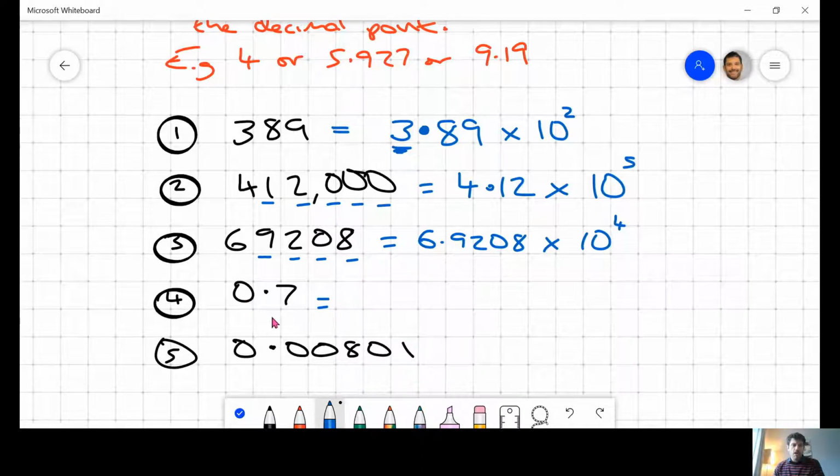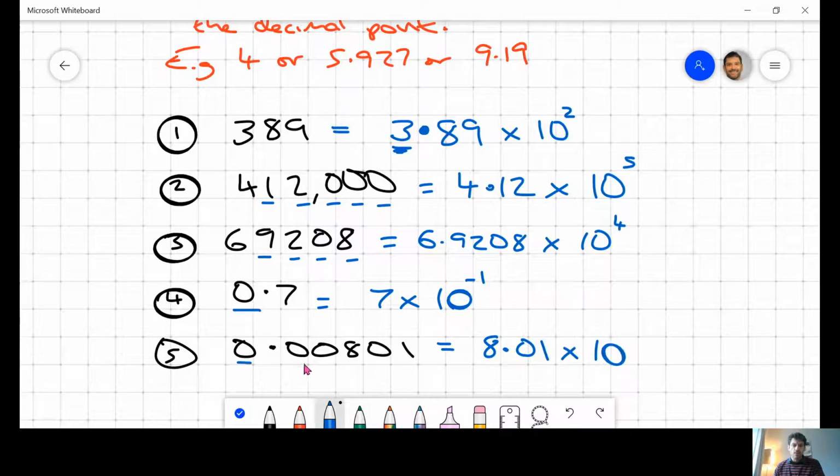This one might look like it's already in standard form a little bit, but there needs to be a digit in the ones column, not just a placeholder. So it's 7 times 10. Now what's that going to be? What's the power of 1? Well, there's 1 zero, including the one in this ones column, so it's -1. Okay, and then this is going to be 8.01 times 10, 1, 2, 3, to the -3.